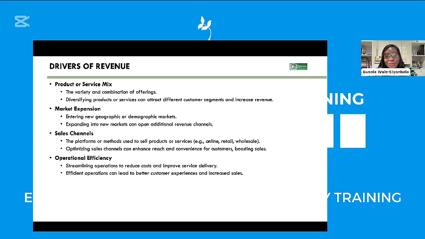Okay. Sorry, I'm just trying to find my cursor. It's disappeared on me. All right.